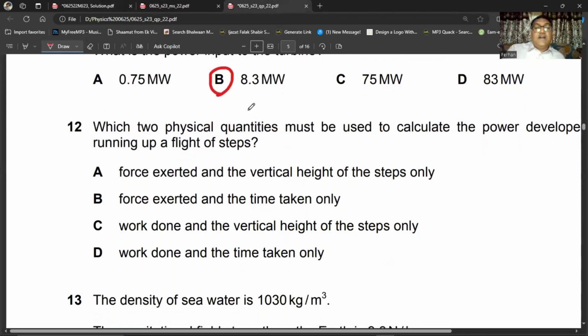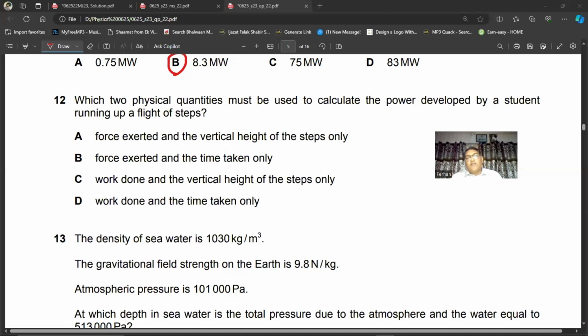Then we have question number 12. So question number 12 is showing up on your screen. Which two physical quantities must be used to calculate the power developed by a student running up a flight of steps? You know, the formula for the power is energy divided by time, or you can say the power is work done divided by the time. So the first option says force exerted and the vertical height of the steps only. No, that is force exerted and the time taken only. No.